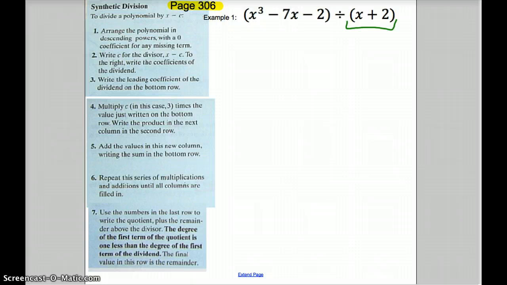When we're dividing by a polynomial, notice that this algorithm only works for x minus c. So we're going to work with that in just a moment, but let's take a look at the first step. The first step is to arrange the polynomial in descending powers with a 0 for the coefficient of any missing term. Do you see the term that we're missing here? We have a coefficient of 1 for x to the third, but we do not have x squared, so we need to insert a 0 there. And then we have a negative 7 and a negative 2. So that's going to be the dividend that's being divided.